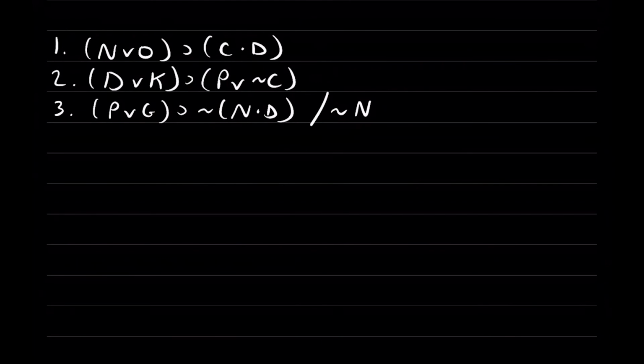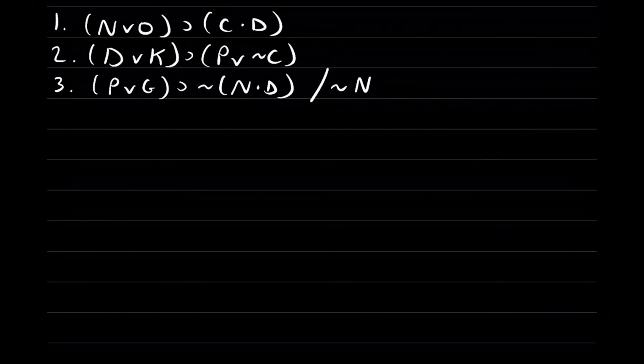Next example. We've got three premises. If N or O, then C and D. Line 2 says if D or K, then P or not C. Line 3 says if P or G, then it's not the case that N and D, and we're just trying to show that N is false, or not N. I think this will go pretty straightforwardly.